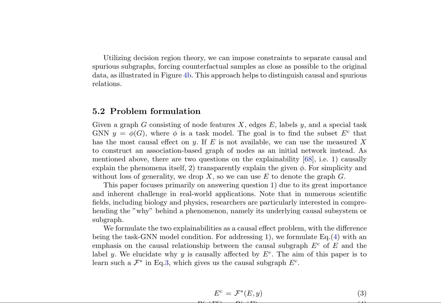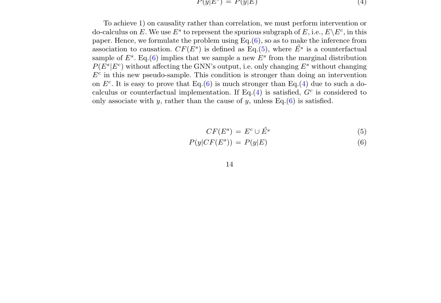This entails learning a function f** operator that gives the causal subgraph EC, as defined in equation 3. The aim is to elucidate why y is causally affected by EC. To achieve this, the authors formulate equation 4, which emphasizes the causal relationship between the causal subgraph EC of E and the label y. They then define S to represent the spurious subgraph of E, i.e., the complement of EC.